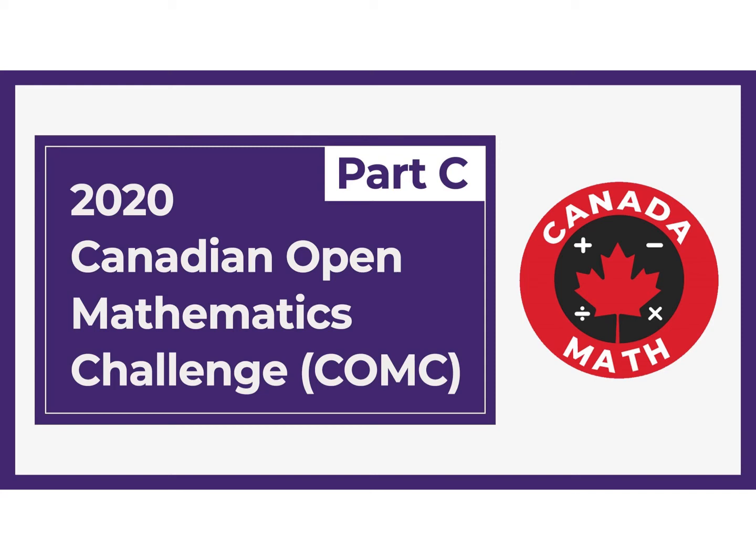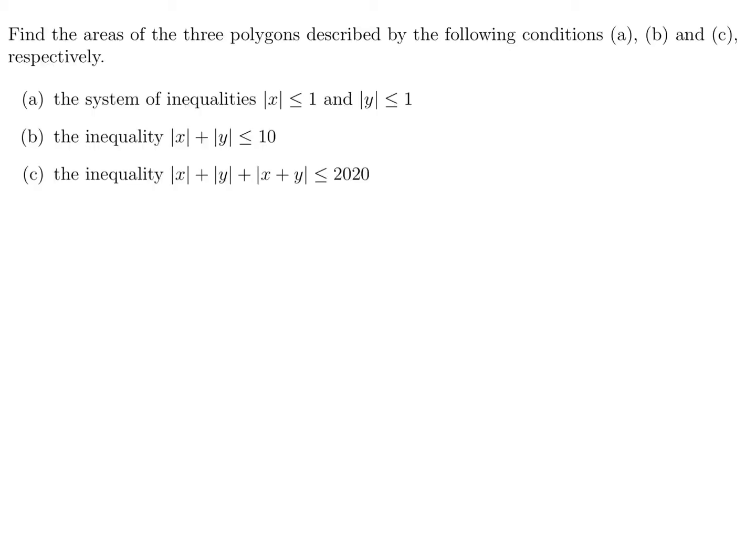2020 Canadian Open Mathematics Challenge, Part C. Find the areas of the three polygons described by the following conditions A, B, and C, respectively. So let's start with the first one, Part A. They're giving us that the absolute value of x is less than or equal to 1, and the absolute value of y is less than or equal to 1.